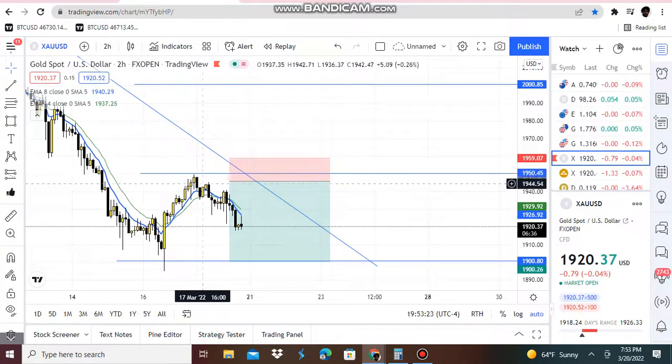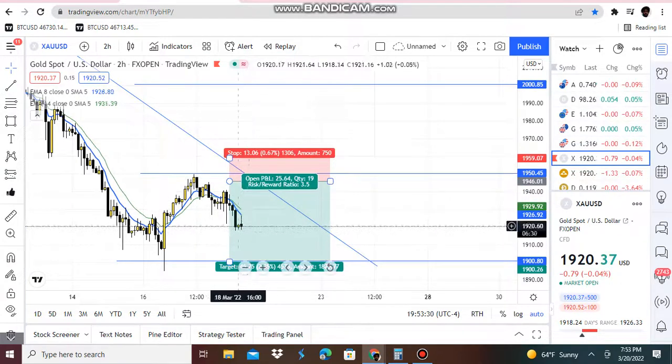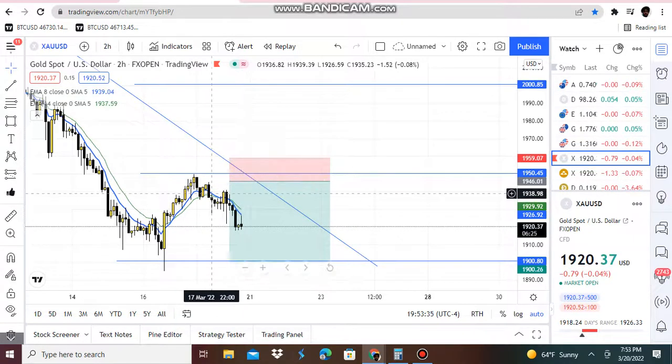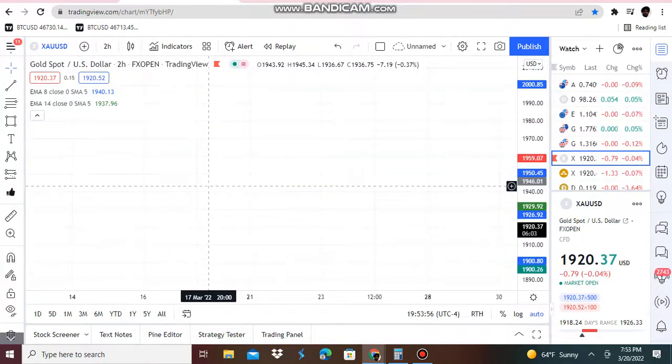If you didn't get in at 1950, you could have got in at 1945 and rolled this all the way down. This is from March 17th all the way down to March 20th, 2022. You could have rode this all the way back down from here, from March 17th all the way down to March 20th, 2022.